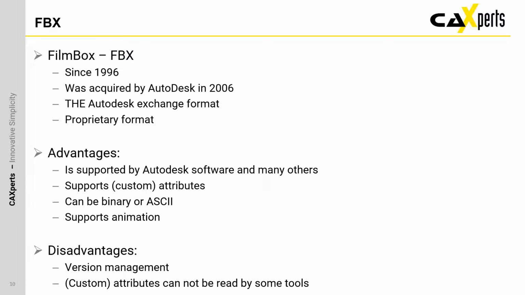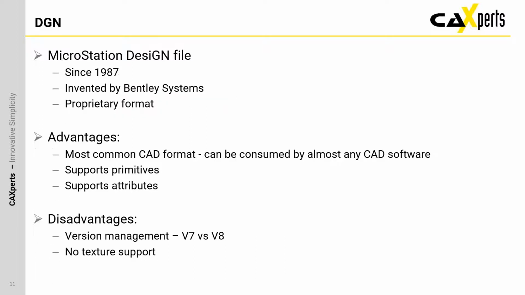And now we are coming to the last of the three formats, which is Microstation DGN. It's called Microstation Design File. It's available since 1987, invented by Bentley Systems. It's also a proprietary format, and the advantage here is it's the most common CAD format, so it can be consumed by almost any CAD software. It does support primitives, so instead of having a lot of triangles to reflect a tube, for example, you can have a primitive basically, and it also does support attributes.